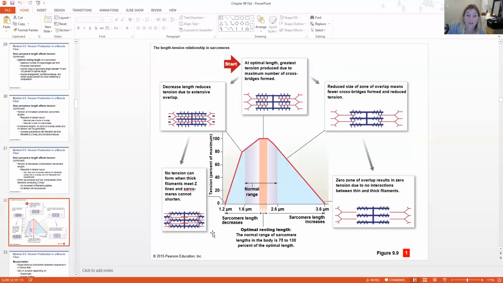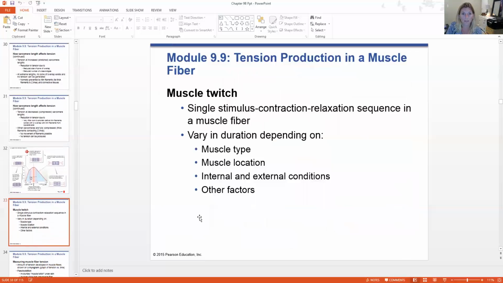And then vice versa. Here, our myosin is already at the Z line. There's nowhere for it to get any shorter. It's already as short as it can be. It can't crunch down on itself, right? It's a rigid structure. So again, there's an optimal length that sarcomeres need to be.